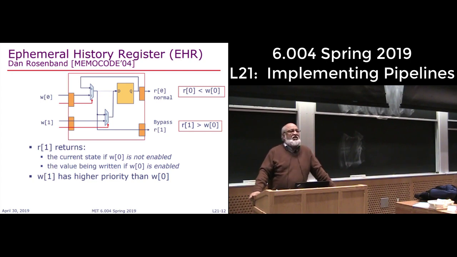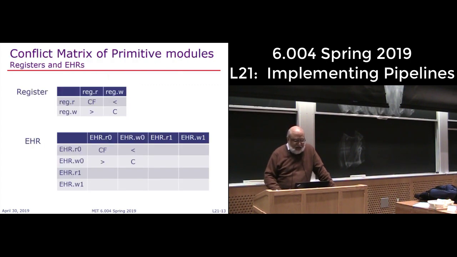W1 has higher priority than W0. So this is the thing, and we can summarize all this in the conflict matrix. For comparison's sake, I've drawn first the conflict matrix for a register. EHRs have many more ports, but if you just focus on port 0, it looks exactly like a register. Now you can tell me what the properties of port 1 are with respect to port 0.